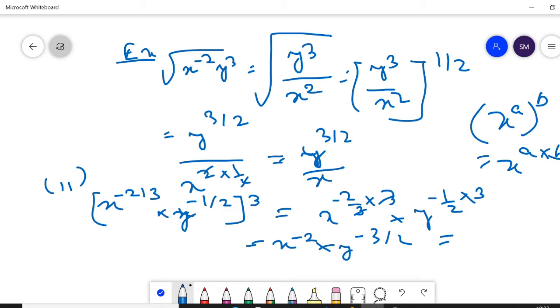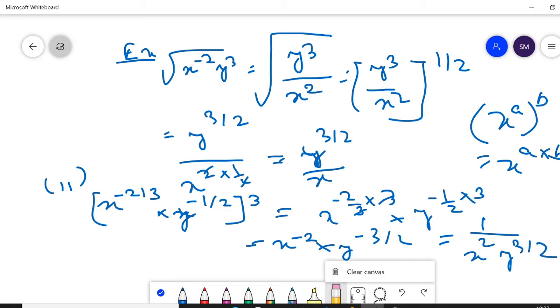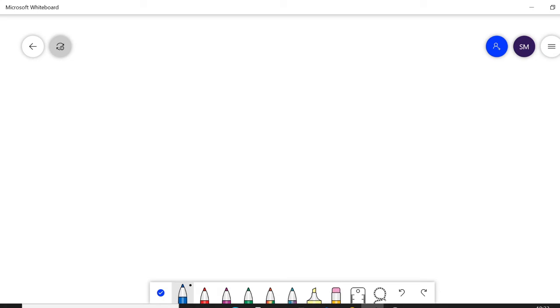Then this can be written as 1 upon, because I have already told you never keep the exponent in negative form. When there is a negative exponent in the numerator, take it to the denominator and make the exponent positive. Then this is y to the power 3 by 2. Okay. Then take another example.